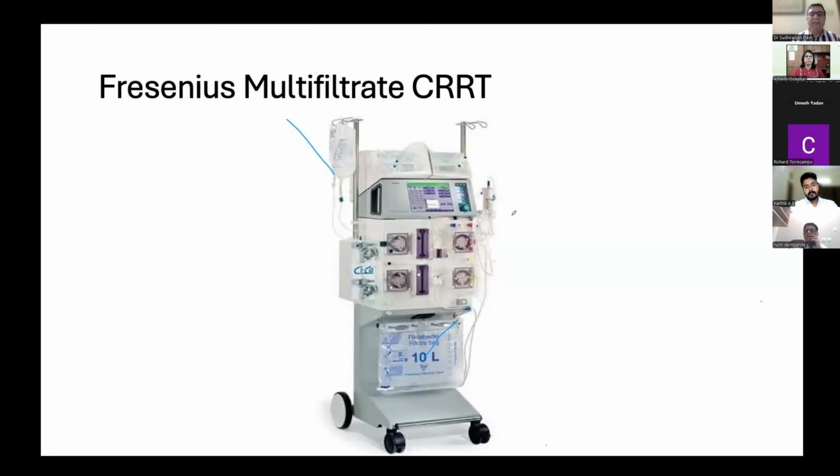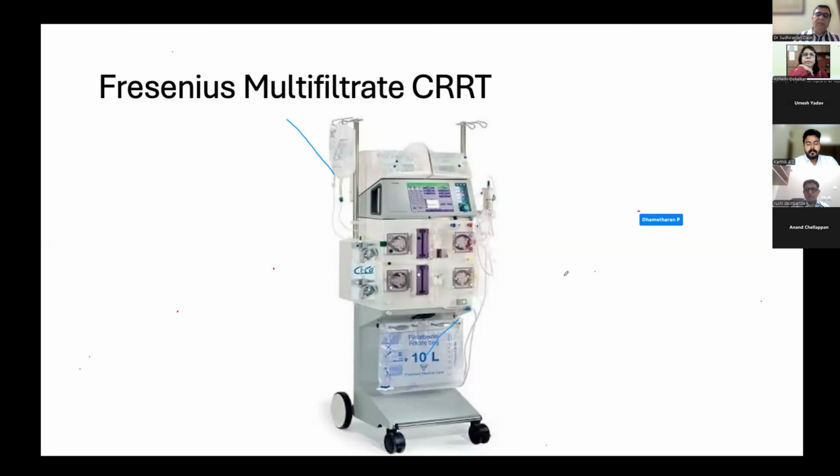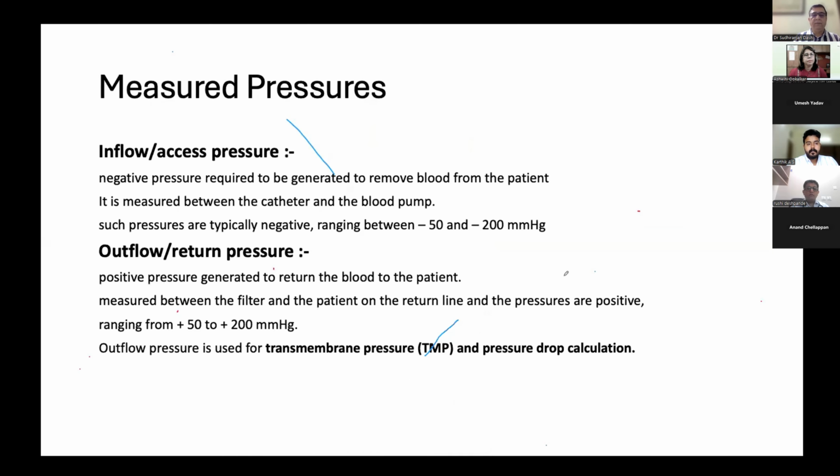Here, what is important to know is basically the replacement fluid. In the Fresenius multiFiltrate, you just give how much replacement fluid is needed, and that will be divided pre-filter and post-filter. Whereas in Baxter, there are dedicated settings where you set how much replacement fluid you want to deliver pre-filter and how much post-filter. So this is the difference between the two machines. Otherwise, the principle is almost the same as I have said earlier.